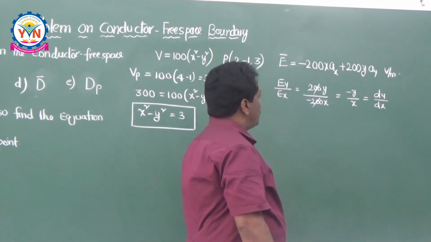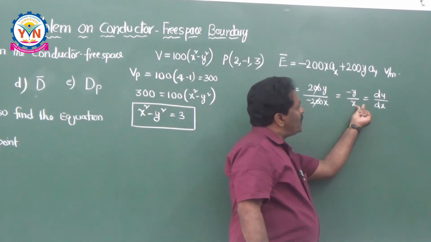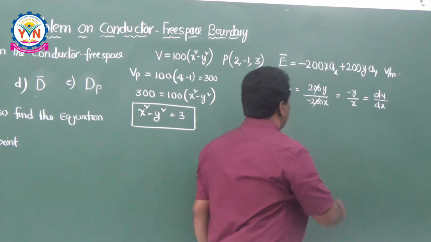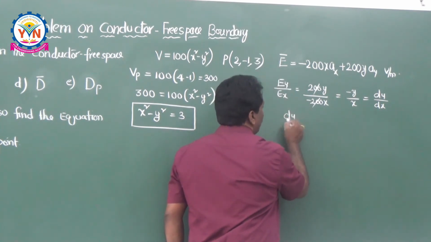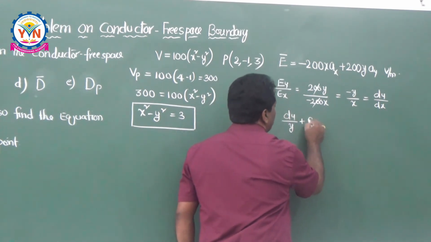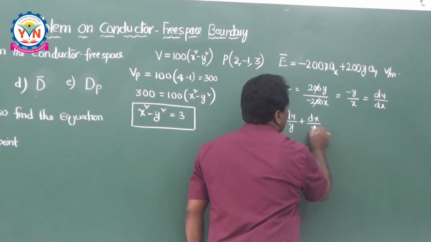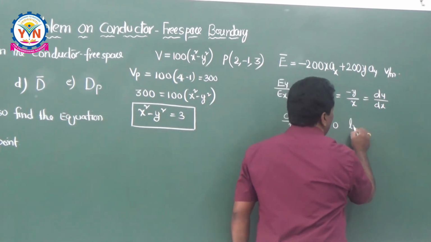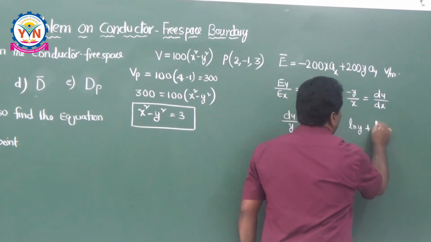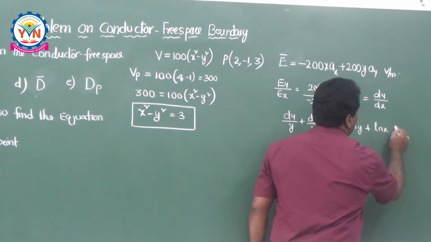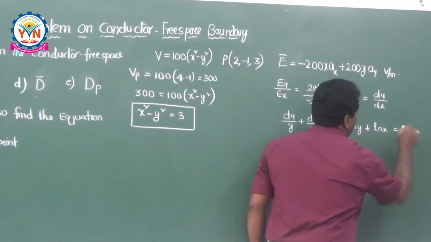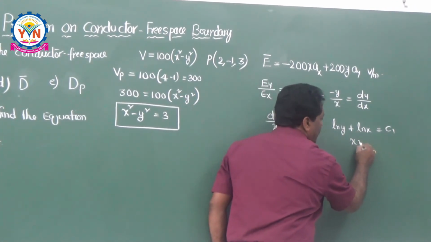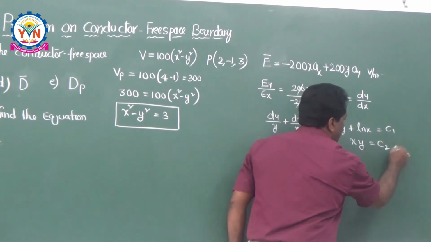Then by using your technique of differentiation, that means variable separable method, you can write down here dy by y plus dx by x is equal to 0. After solving this, you can say ln of y plus ln of x is equal to some constant. So if you just multiply this, then you can say xy is equal to some c2.